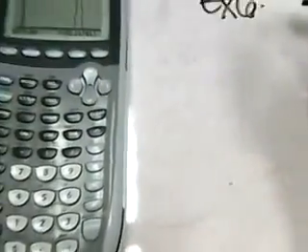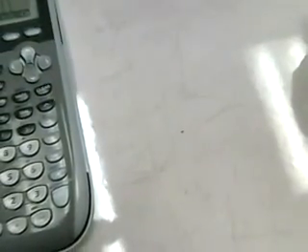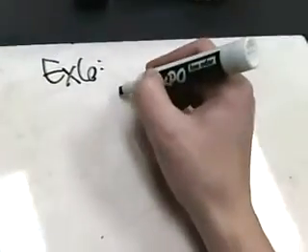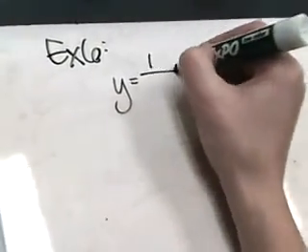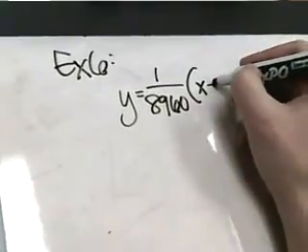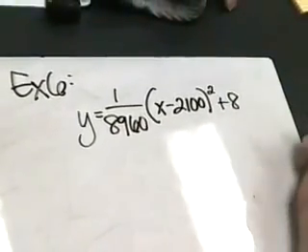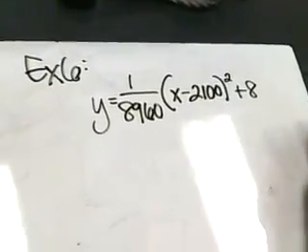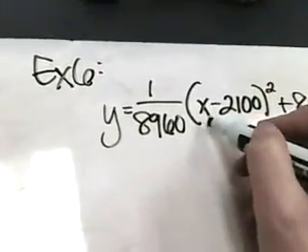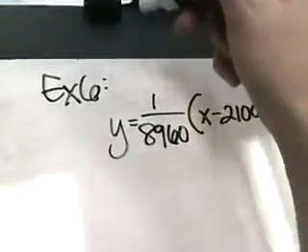Example 6 says the Golden Gate Bridge in San Francisco has 2 towers that rise 500 feet above the road and are connected by suspension cables as shown. Each cable forms a parabola with an equation, and it gives us this equation, y equals 1 over 8,960 times x minus 2,100 quantity squared plus 8. Okay? Now, we're still going to think of this as x. If you think about that Golden Gate Bridge, x is going to be my distance this way. Y is going to be my distance vertically.